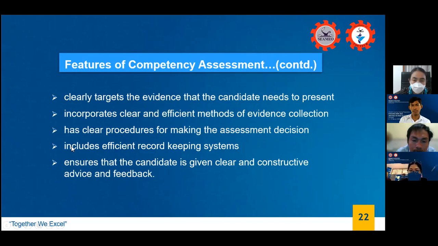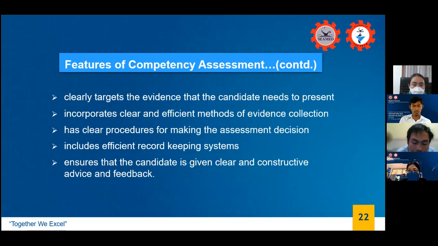Okay, next, has clear procedures for making the assessment decision, meaning to say the procedures, the instructions, the scoring, the points that you give, it has to be very clear. And a student, upon seeing what instructions you have, should understand clearly from the beginning so that there will be no points of contention. They will not complain, because remember, a test should always be fair.